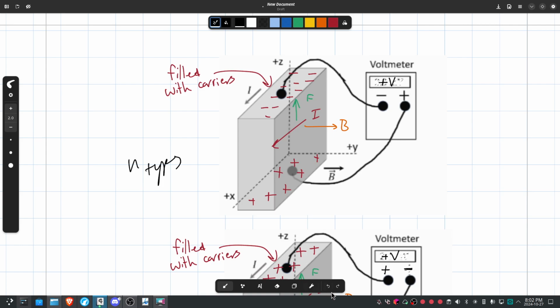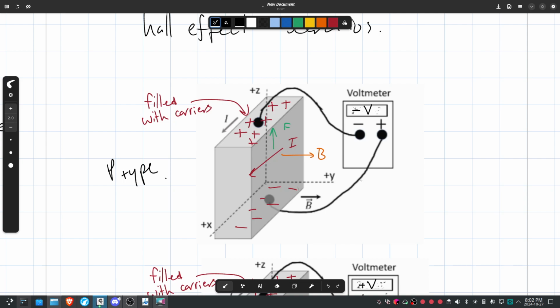Could you go back to P-type? Yeah, sure. So here's the exact same scenario. The voltmeter is hooked up the same way, but it's filled with P-type. All of the charge carriers at the top are going to be positive. Based on the right-hand rule, they're all going to the top, and it's P-type, so it's positive. And the negative terminal is measuring a positive charge on the top, so it's going to give you a negative reading.